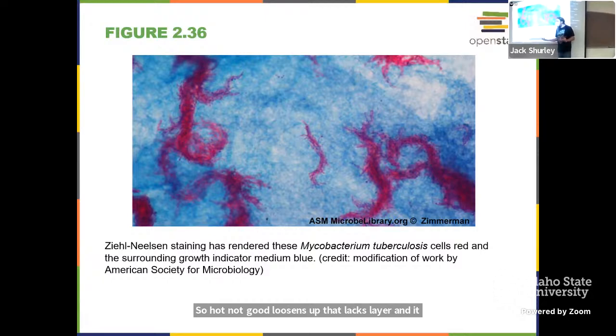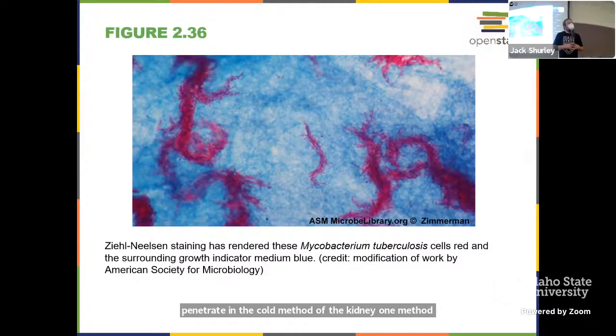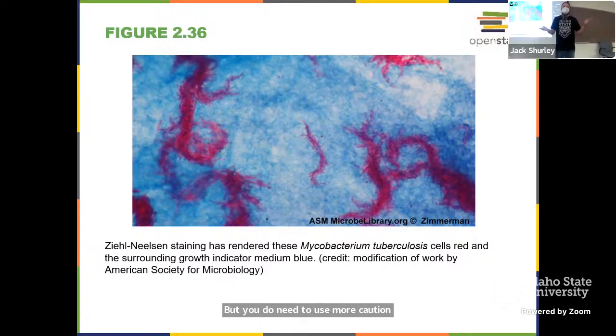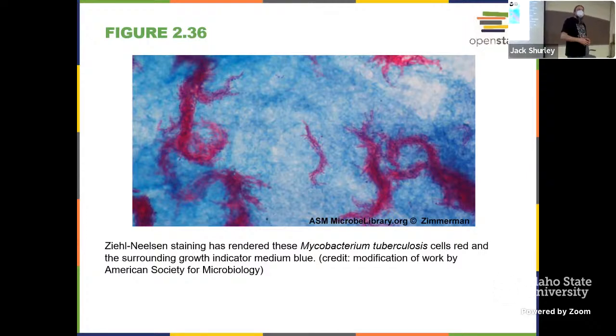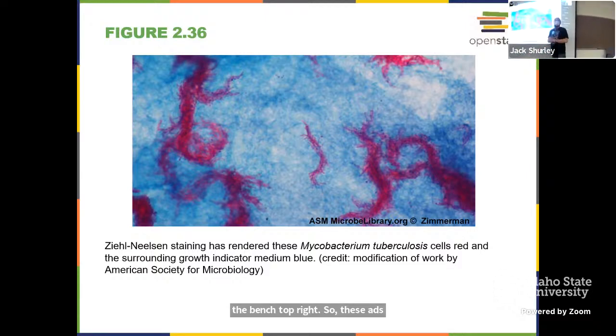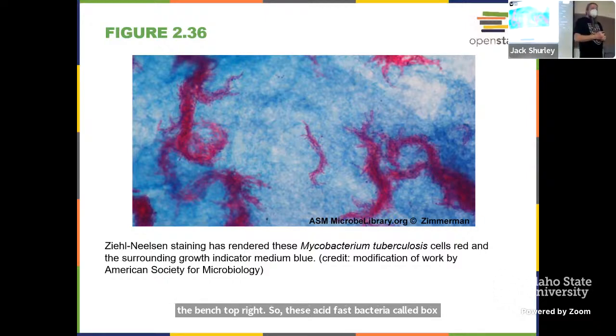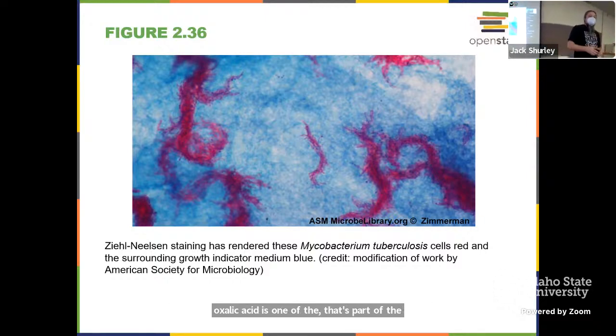The cold method, the Kinyoun method, uses dyes that are highly concentrated, all right? And so you don't need to use heat, but you do need to use more caution. You're doing this like in a fume hood. The dyes are something you want to kind of minimize your exposure to. In the labs, we do the hot method to back off the concentrations of all of that stuff, and you can do it on the bench top, all right? So these acid-fast bacteria, carboxylic acid is part of the acid staining.